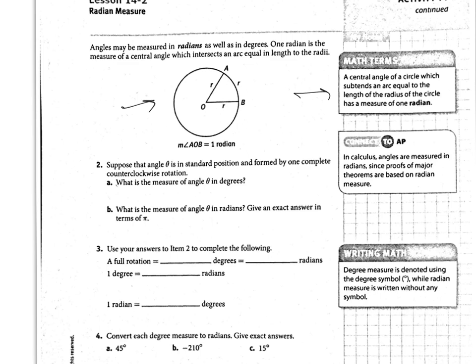So an angle theta, one complete clockwise or counterclockwise rotation, all the way around, is 360 degrees. And in radians, that is 2 pi. So 2 pi is all the way around, as I just showed you. And then, of course, that's 360 degrees. So 360 degrees is all the way around, and in radians, that is 2 pi.